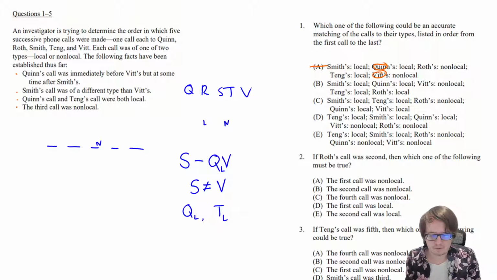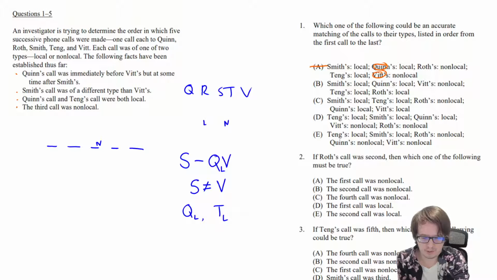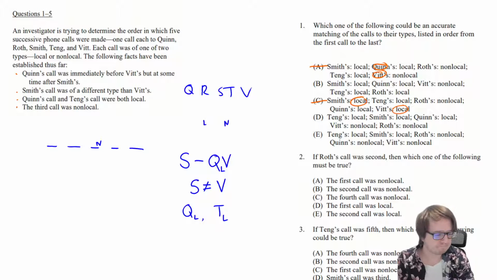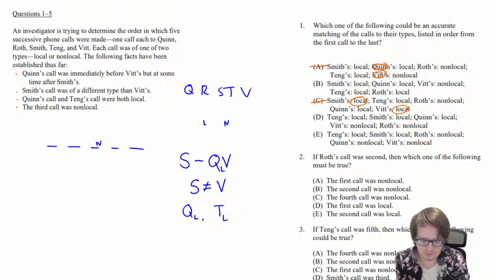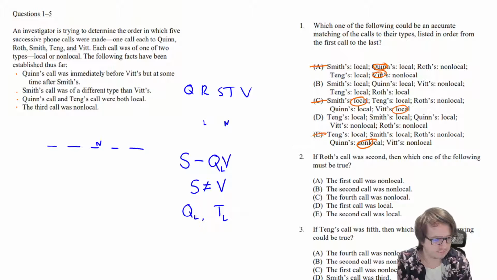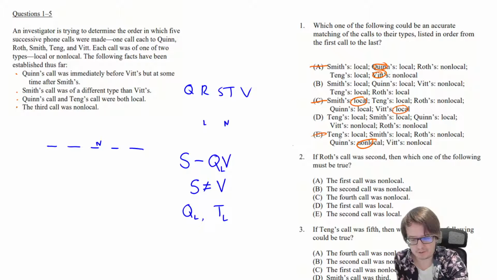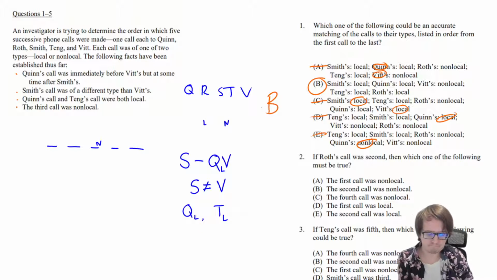Smith's call was of a different type than Vitt's. So we're looking at S and V, and we're checking that they're different. So B, they're different. In C, oh, what do we have here? We have S being local and we have V being local. So C is not going to be our answer. Quinn's call and Tang's call were both local. So let's take a look to see if Q and T have a non-local in here. And in E, we see that Q is non-local, so E is not going to be our answer. And finally, the third call was non-local. If we take a look at D, well, the third call is local, so D is not our answer. Our answer is going to be B.